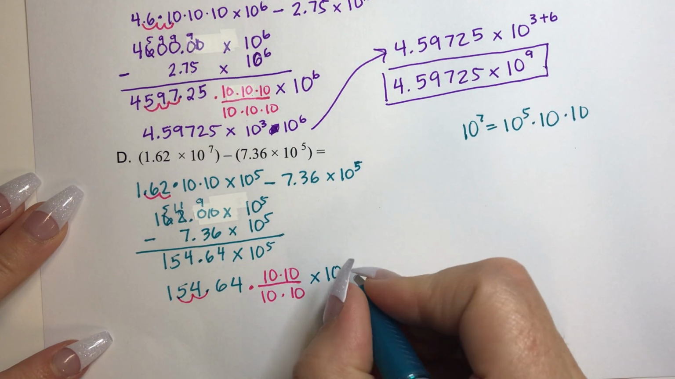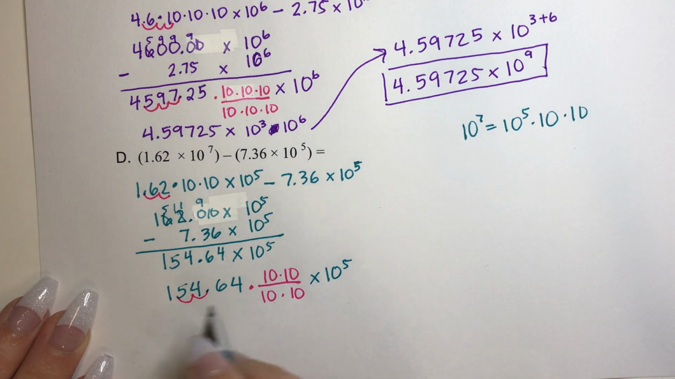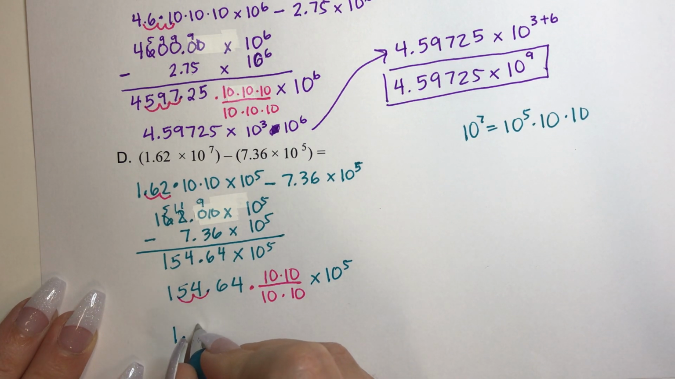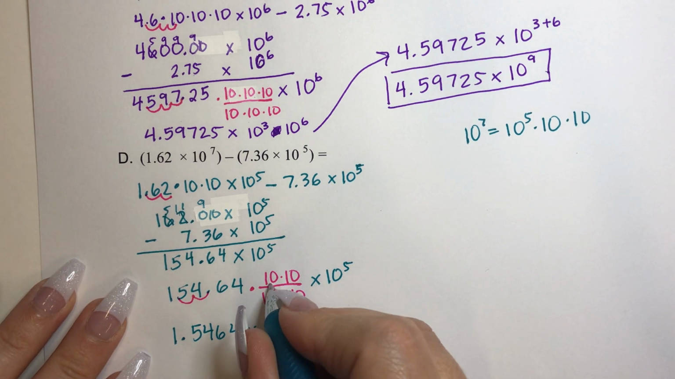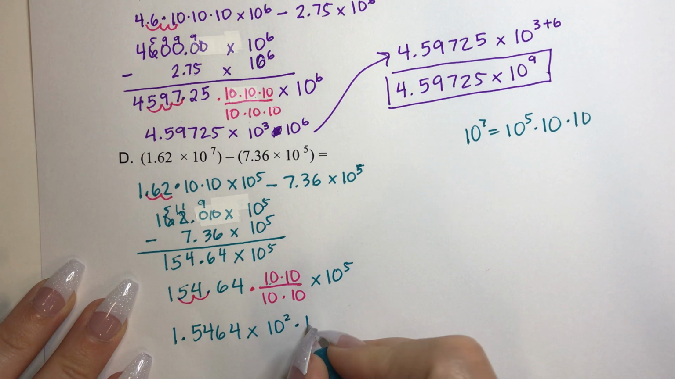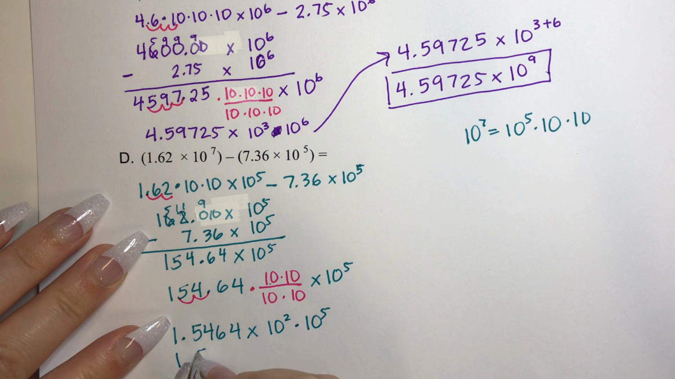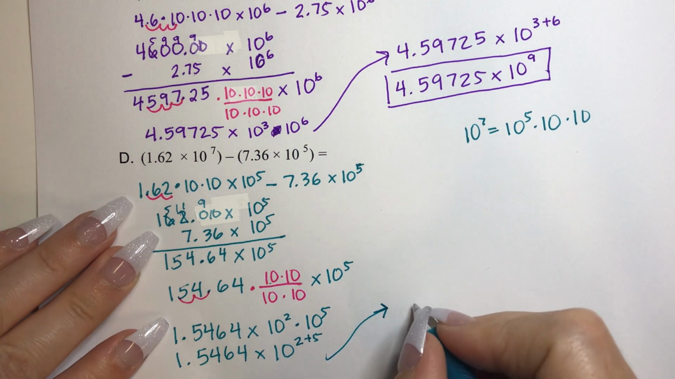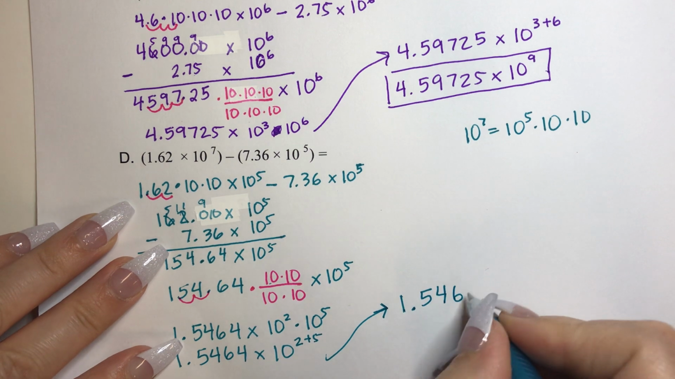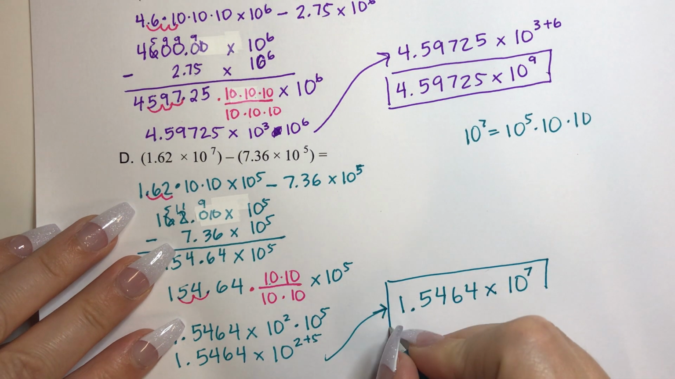And then we have our 10 to the 5th here. Okay, so I'm going to divide by 10 2 different times, and that means I'm going to end up with 1.5464 times this 10 squared times 10 to the 5th. So we have the same base, right? So we can do the product rule. To the 2 plus 5, we add those exponents, and we end up with our final answer, 1.5464 times 10 to the 7th power. And that is it.